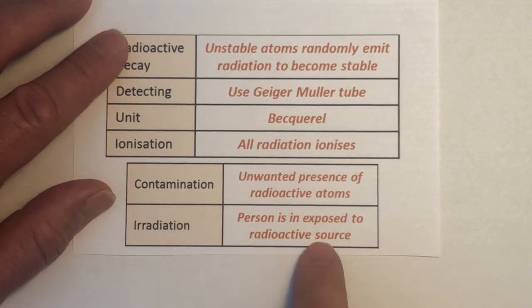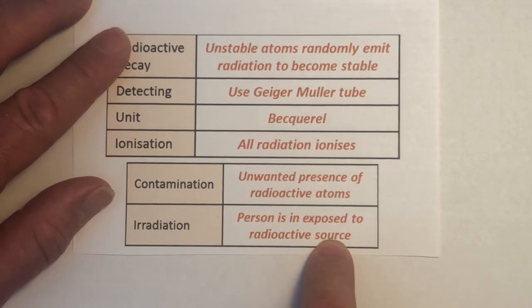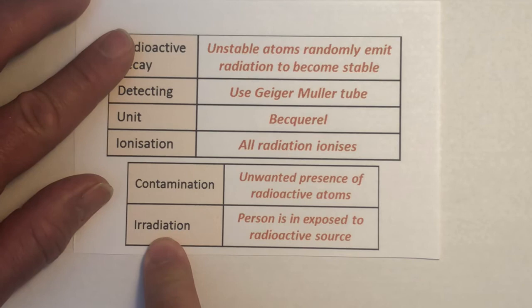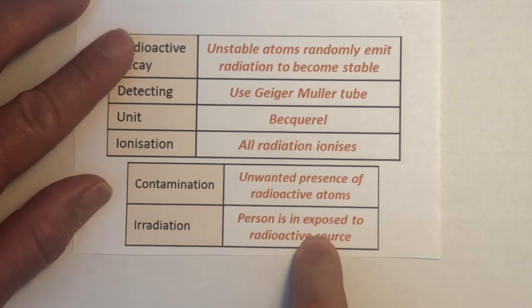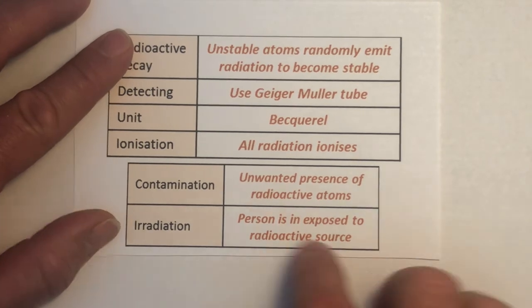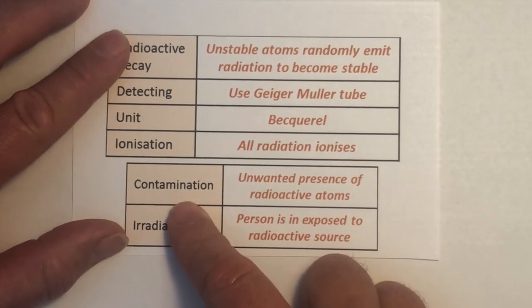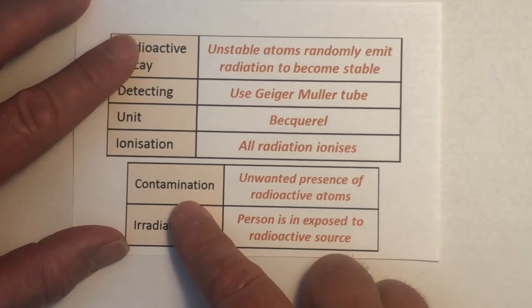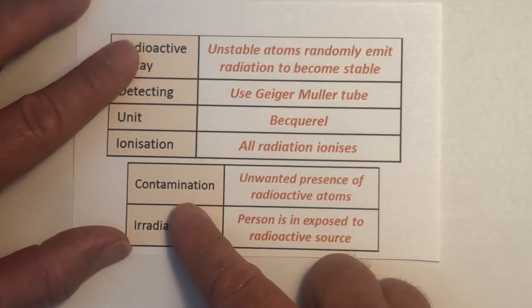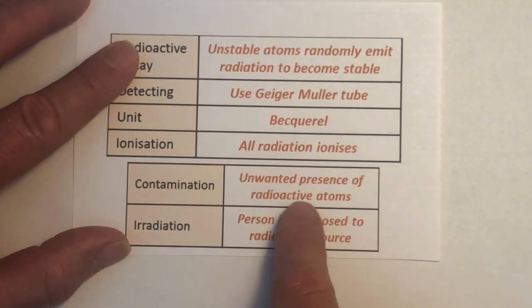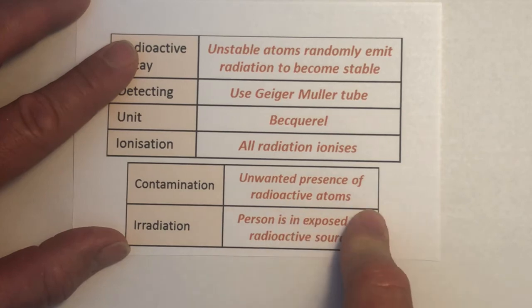Irradiation is when the person is exposed to a radiation source. So if I had that cup of radioactive substance and I just put it on the desk in front of me and it was powerful enough, I would then suffer from irradiation because I'm exposed to it. Now, there's a very famous Russian spy who got contaminated. Supposedly somebody managed to get some radioactive substance into his hospital bed, where he then drank it in a cup of tea. He then got contaminated. That was an unwanted presence of radioactive atoms inside the body.